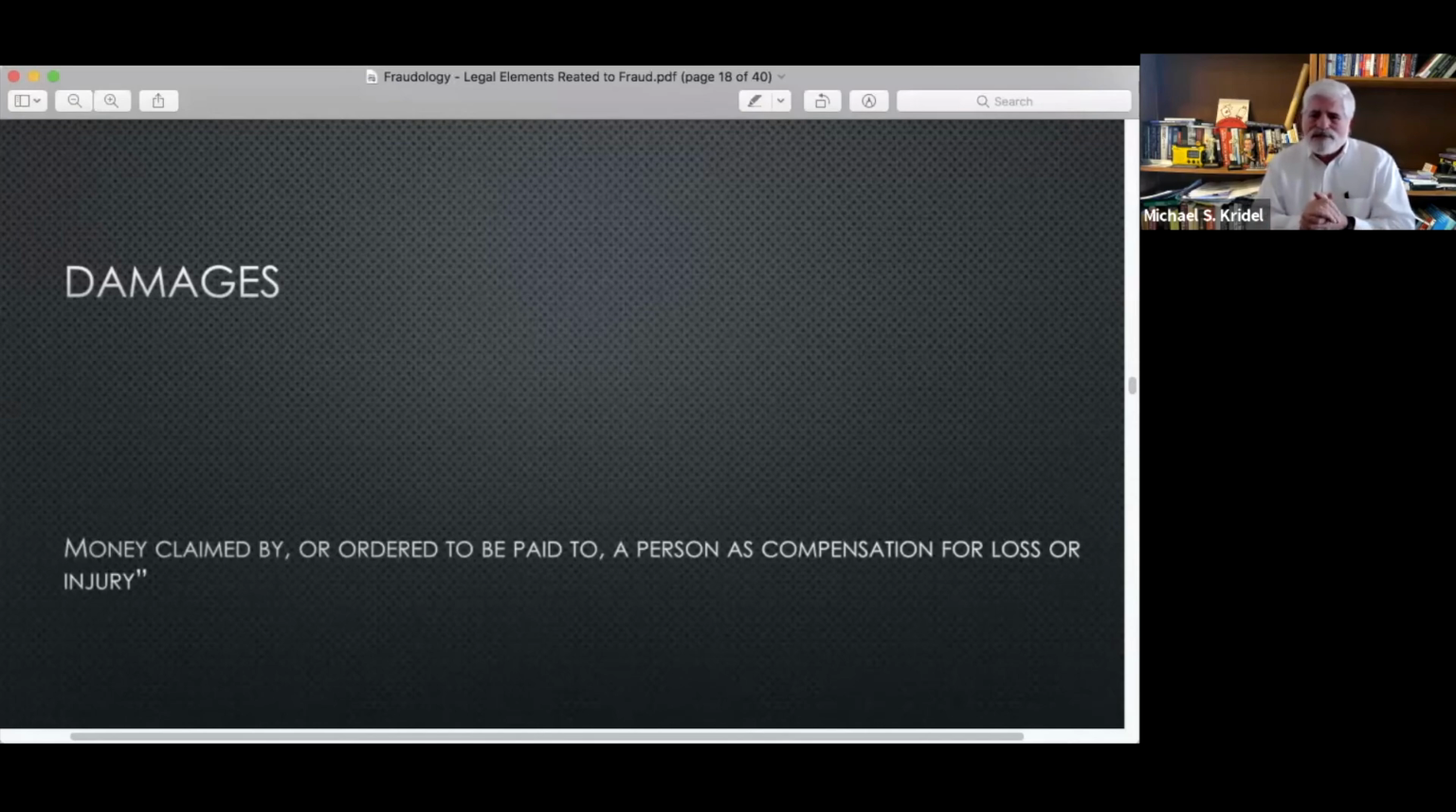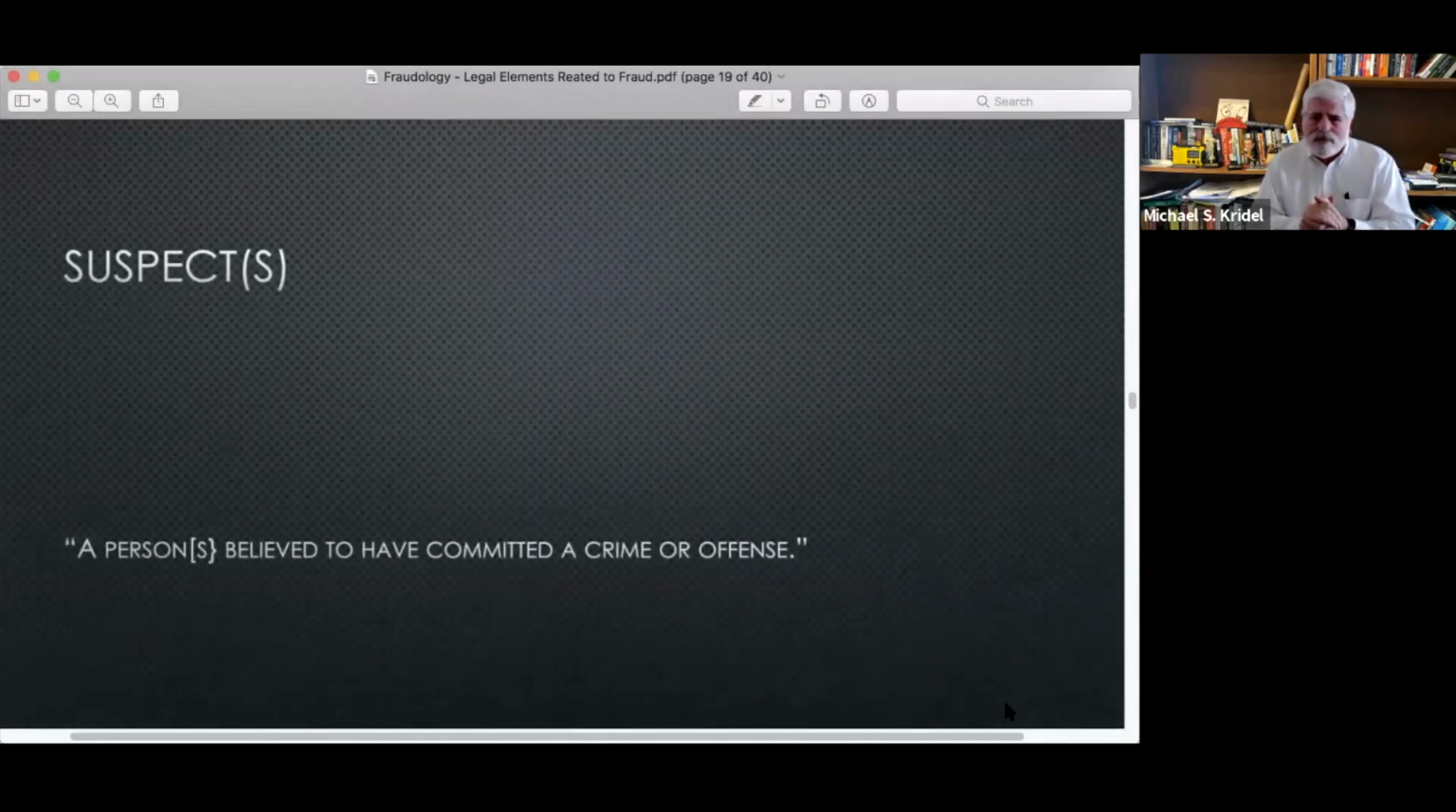Next slide. Suspects. It's a pretty straightforward definition. Anybody believed to have committed a crime or offense. Next slide.